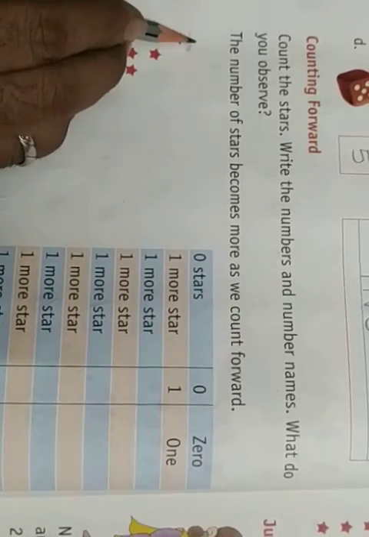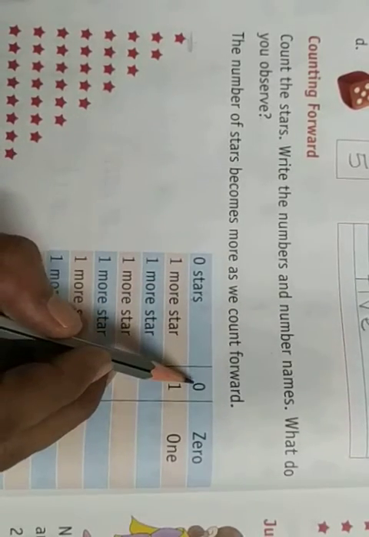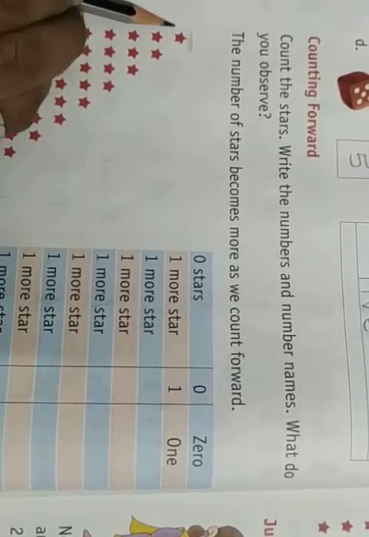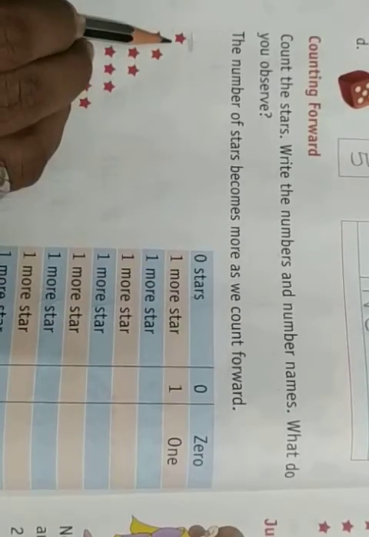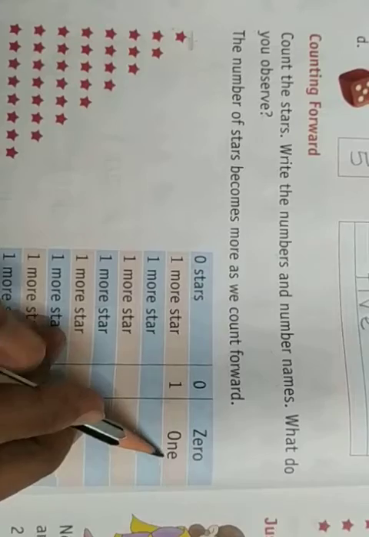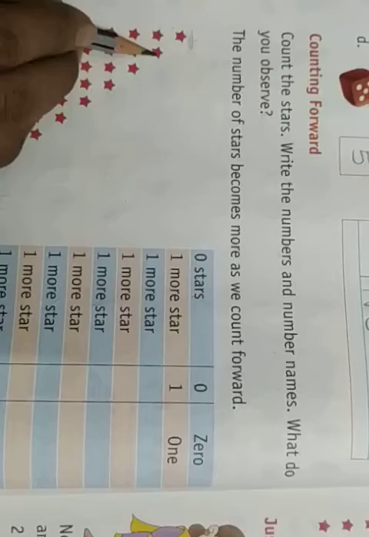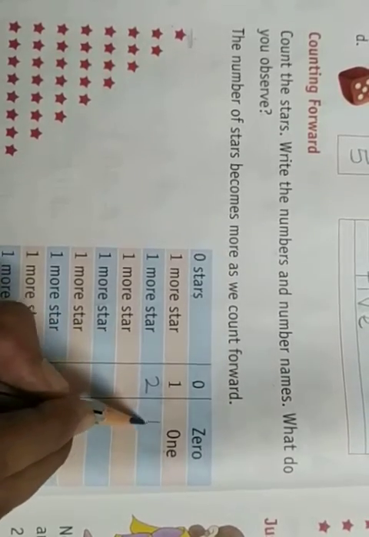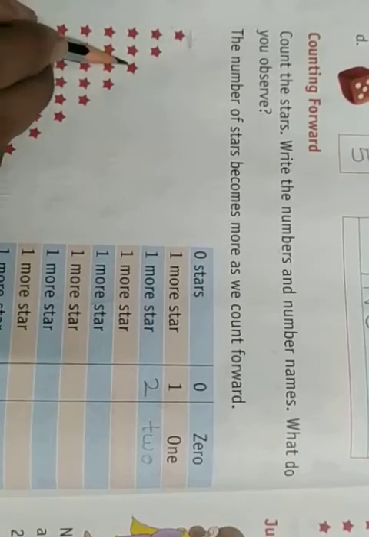So here 0, nothing is here, 0 stars, right? Numeral 0, number name 0. Here 1 star, 1 more star to 0, that is 1, only 1. 1 more star to 1, it will become 2. Number name 2. Here 1, 2, 3, right?